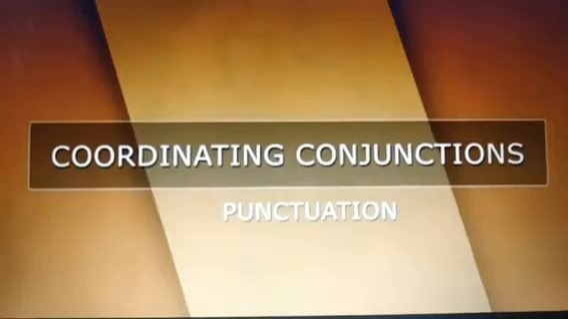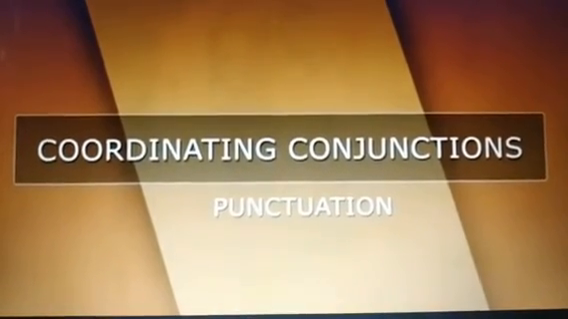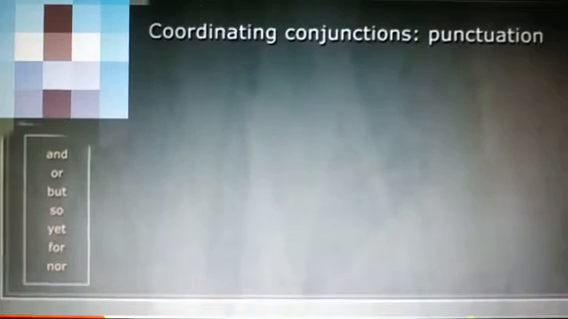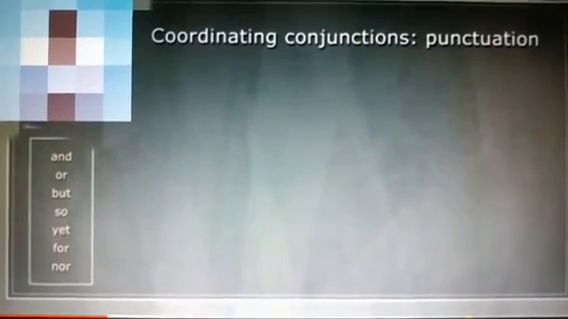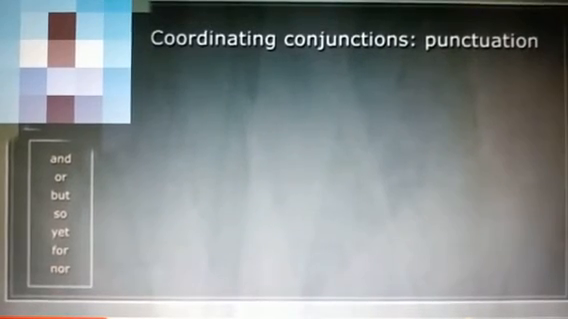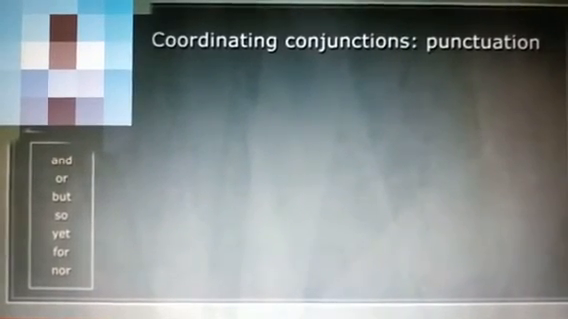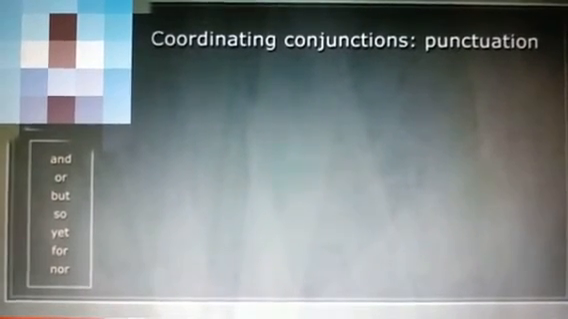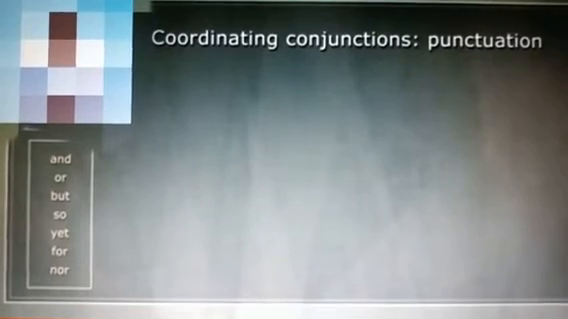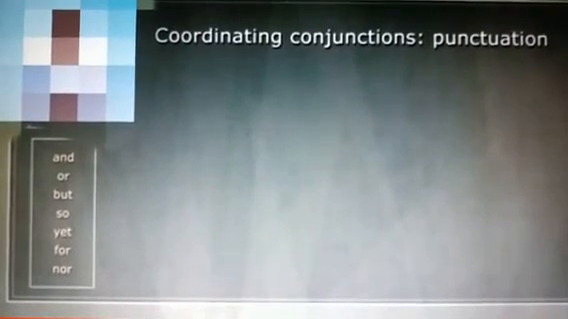So coordinating conjunctions are probably the most commonly used type of conjunctions in English. These include words like and, or, but, so, yet, for, nor. Now the words for and nor can be used as conjunctions, but they are not used a lot. The word for is used much more as a preposition and not as a conjunction, but the other 5 are very common. Alright, so let's talk about how to punctuate them correctly.